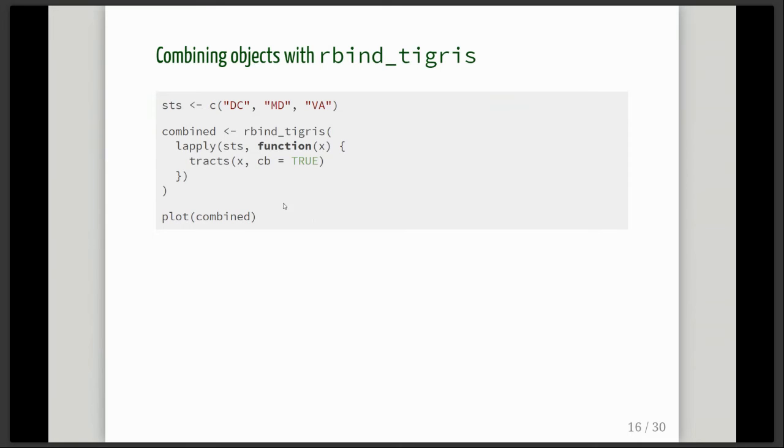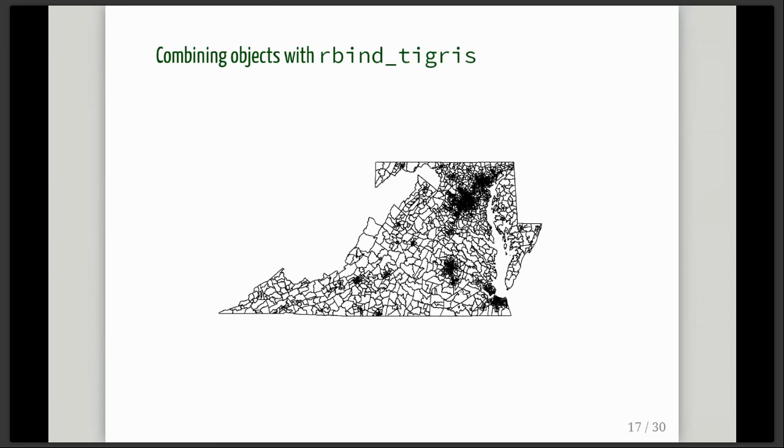And so what we do here is we feed a little function wrapped in lapply to iterate through our vector, call the tracks function for each element of that vector, store the result in a list, and then rbind_tigris will combine all of those objects in that list. And so we can see this is the result that we get back. We've got all of the census tracts for Virginia, Washington, D.C., and Maryland. From there, again, you could go in and subset your tracts accordingly, or you could introduce some additional code. I just wanted to keep it simple here and subset on the front.